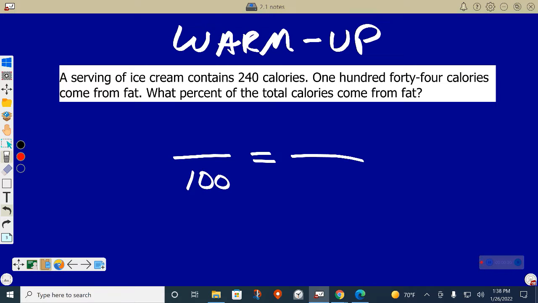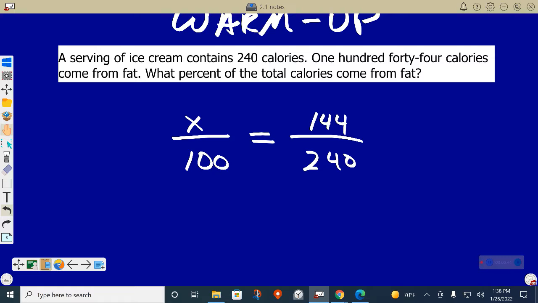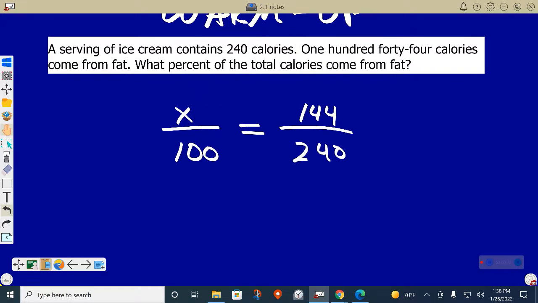What's the total calories here? 240. Thank you. And they want to know what percent is pure fat. And we know that 144 is fat out of the total calories. So what percent is fat? We set it up. The percent is the unknown, notice.